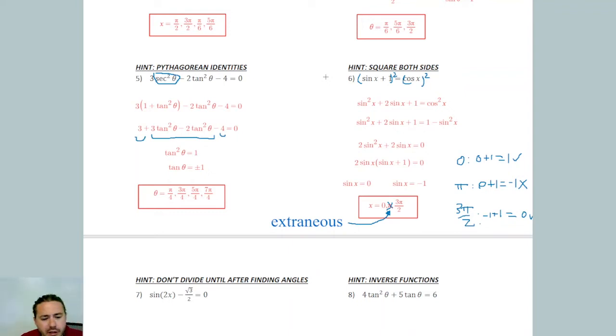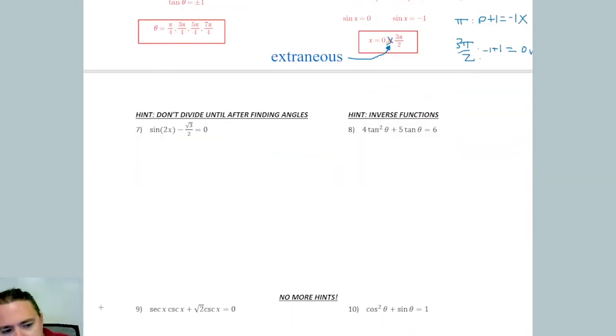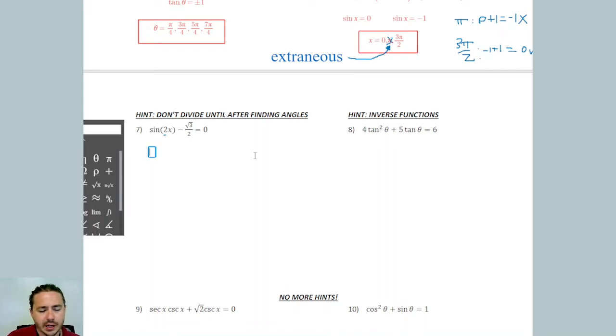All right, let's take a look at number 7. This one's hint is to not divide until after you find the angles. That's because we've got something going on on the inside of the parentheses. So the first thing we want to do is add root 3 over 2 to both sides. So we get sine 2x equals root 3 over 2. The hint here is saying, don't divide yet. We're going to wait until we actually find our angles.